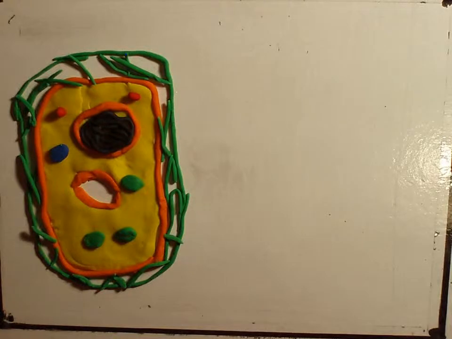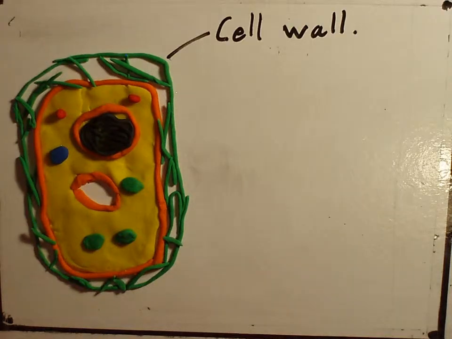Around the outside of their cell membrane, plant cells also have a cell wall. At this point, I want to really stress that the cell wall is not for protection. It does not protect the cell. It really doesn't. Get that out of your brains right now, okay? It's got a lot of other uses, but it does not protect the cell.